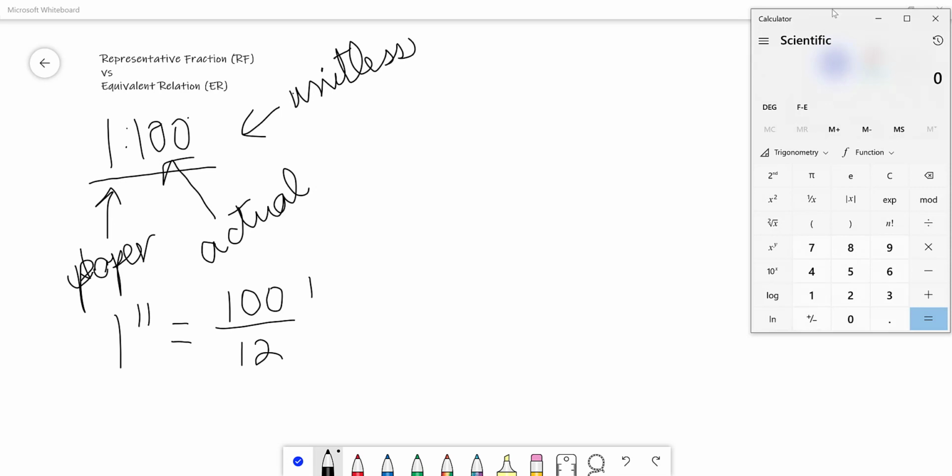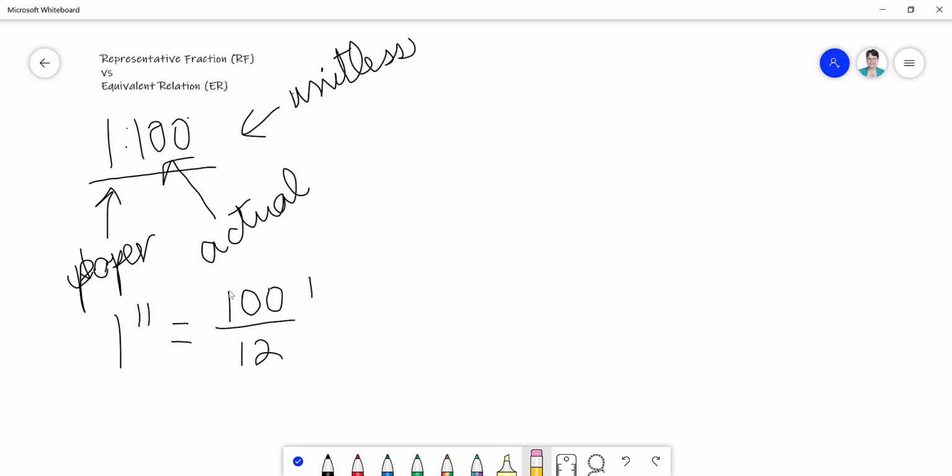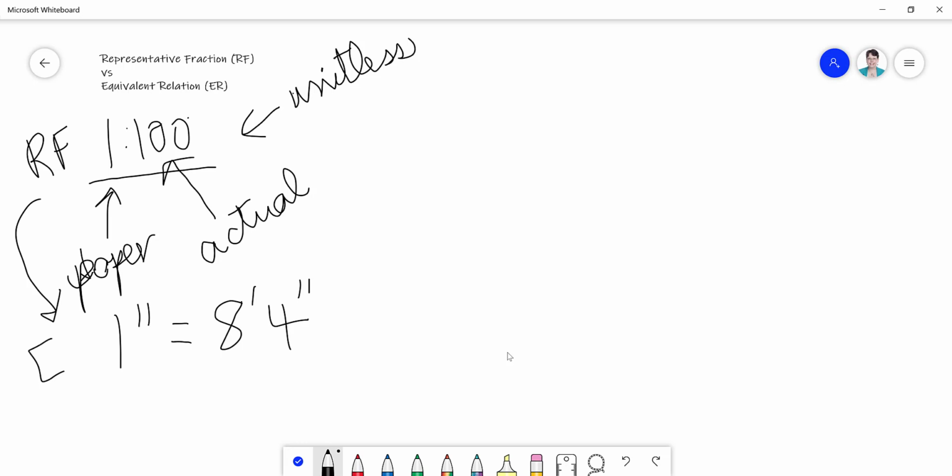That's not what we would show on a drawing. So let's do 100 divided by 12. Okay, so it's 8 1/3 feet. So let's erase all of this. And we would say 8 feet, and what's 1/3 of a foot? 4 inches. So this was RF to ER. And you can tell it's an equivalent relation because it has an equal sign.